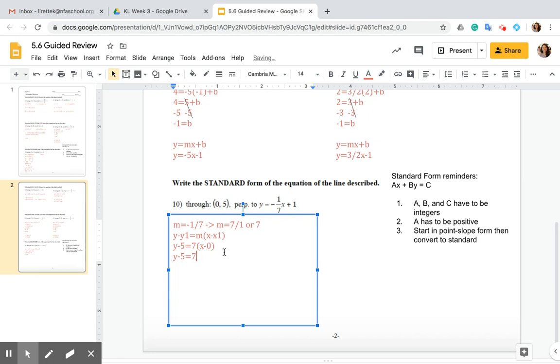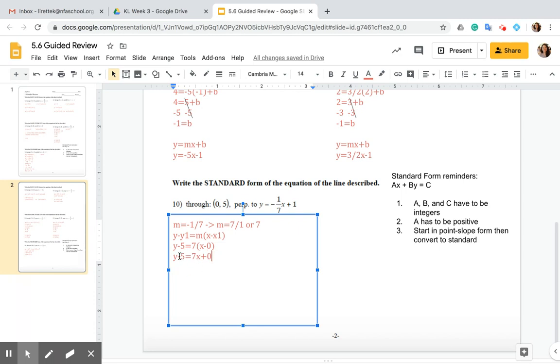So 7 times x gives me 7x. 7 times 0 gives me 0. So I don't even need to write that. I could if I wanted to. I could write plus 0 or minus 0. It really doesn't matter because 0 actually doesn't have a sign. So this symbol that I'm putting here in front is arbitrary.